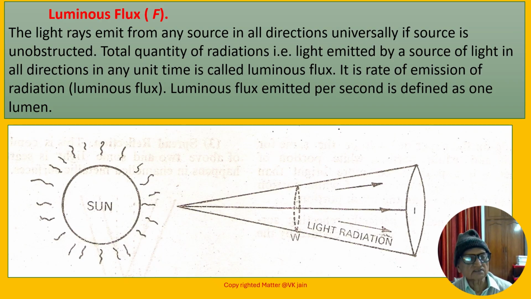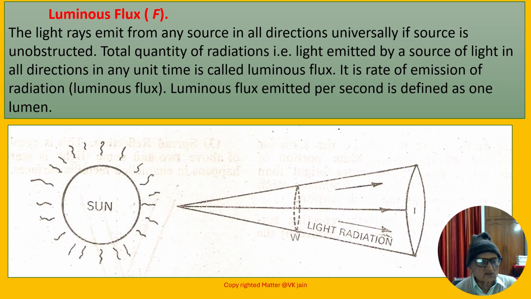Friends, now we are talking of luminous flux denoted by F. The light rays emit from any source in all directions universally if the source is unobstructed. Total quantity of radiations, that is light emitted by a source of light in all directions in any unit time, is called luminous flux. It is the rate of emission of radiations. Luminous flux emitted per second is defined as 1 lumen.